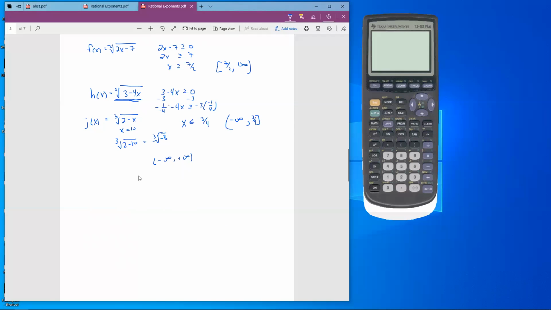Let's see here. I think we have one more thing to worry about, really, and that's Pythagorean's theorem. So one of the pitfalls.